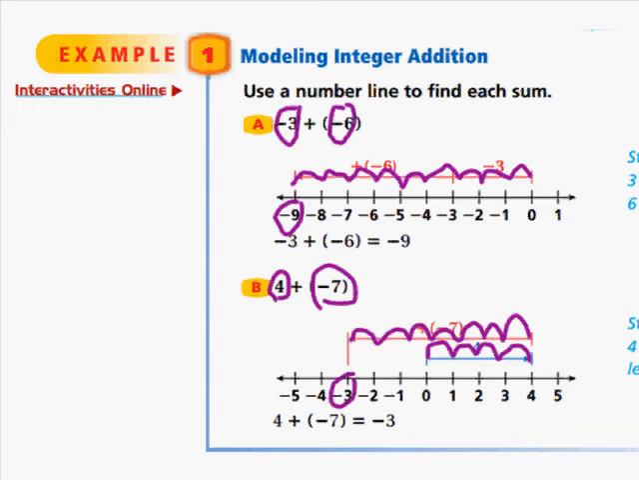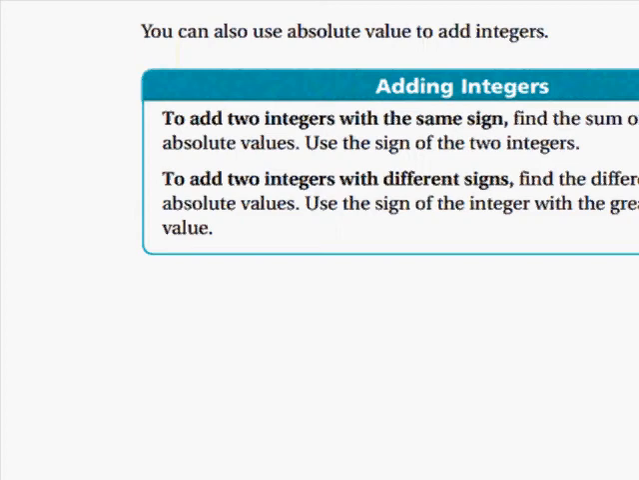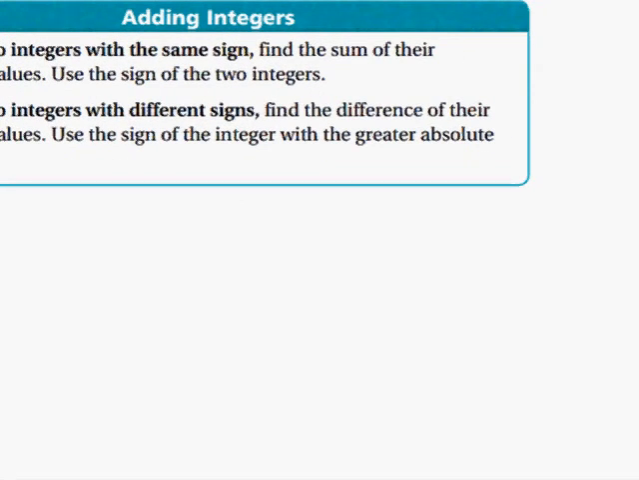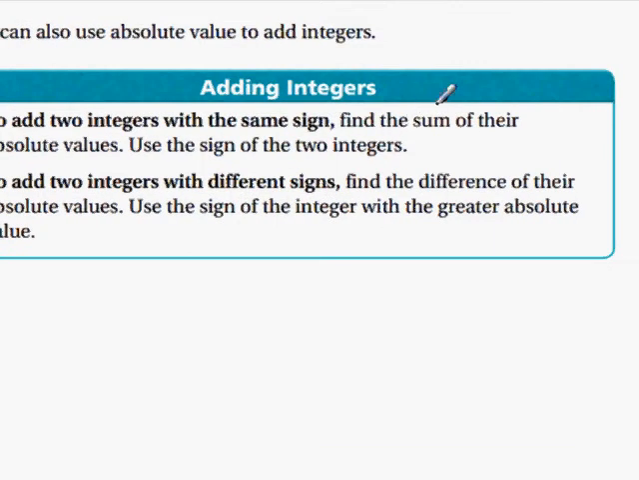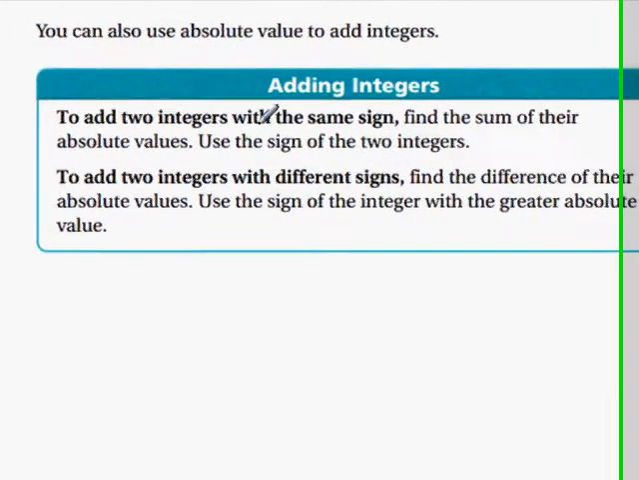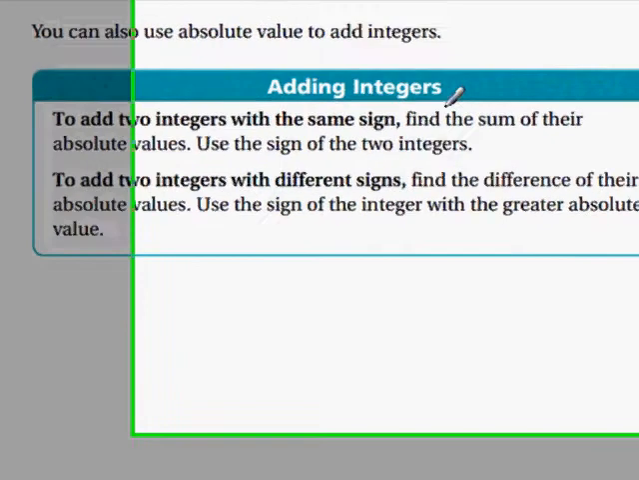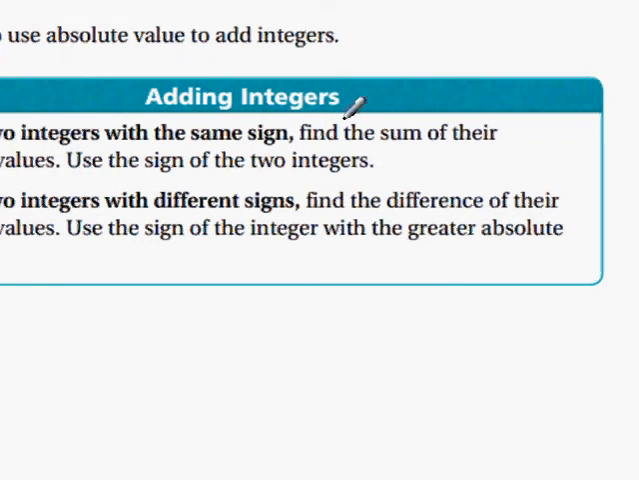Let's go ahead and try some more examples. I want you to keep this in mind. Absolute value is another way to add integers. You don't always have to use a number line. One of the rules for adding integers is if you want to add 2 integers with the same sign, so 2 positives or 2 negatives, you just have to find the sum of their absolute values. So just adding them up. Then use their same sign. So this is saying if we're adding -7 and -4, that would just be 7 plus 4, okay, 11, great. And because they were both negative numbers, our answer is -11.